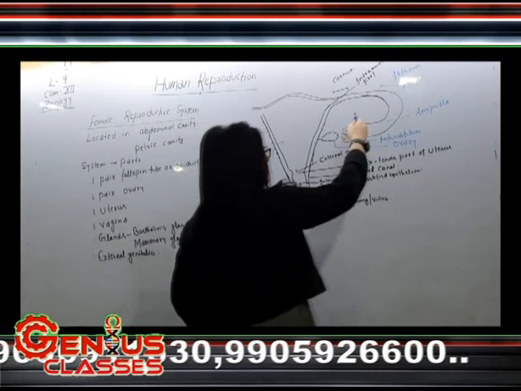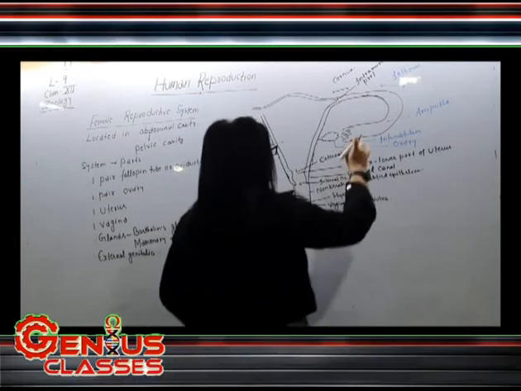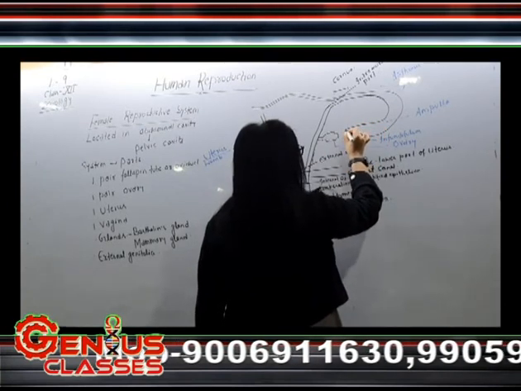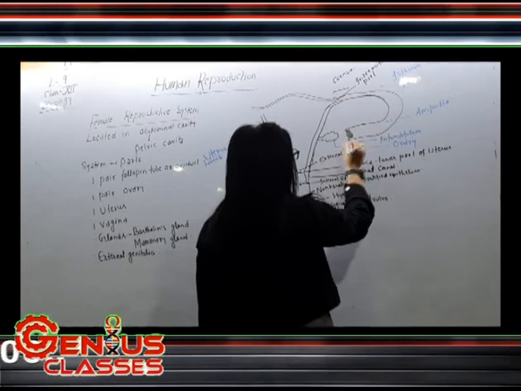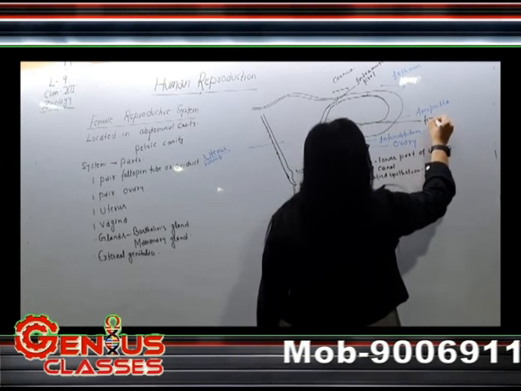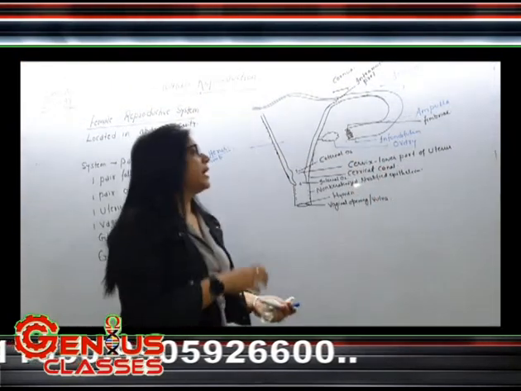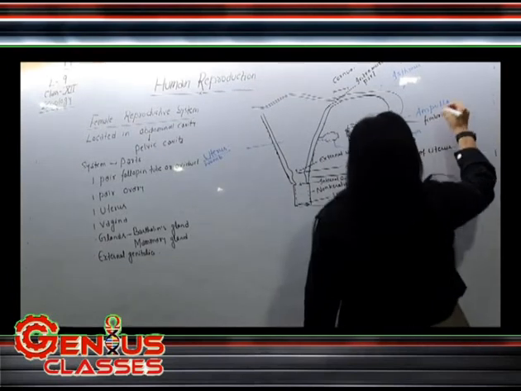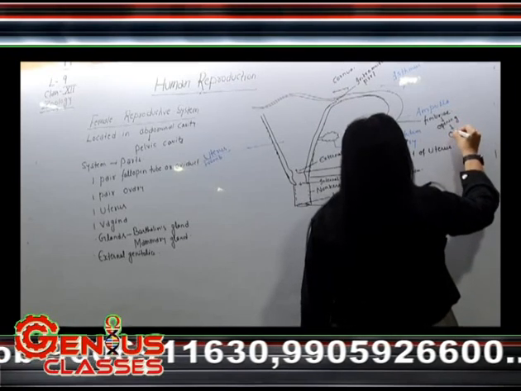This part of the infundibulum showing finger-like projections is called fimbriae. These finger-like projections of the infundibulum are called fimbriae, and the fimbriae have an opening like this. This is called the ostium.